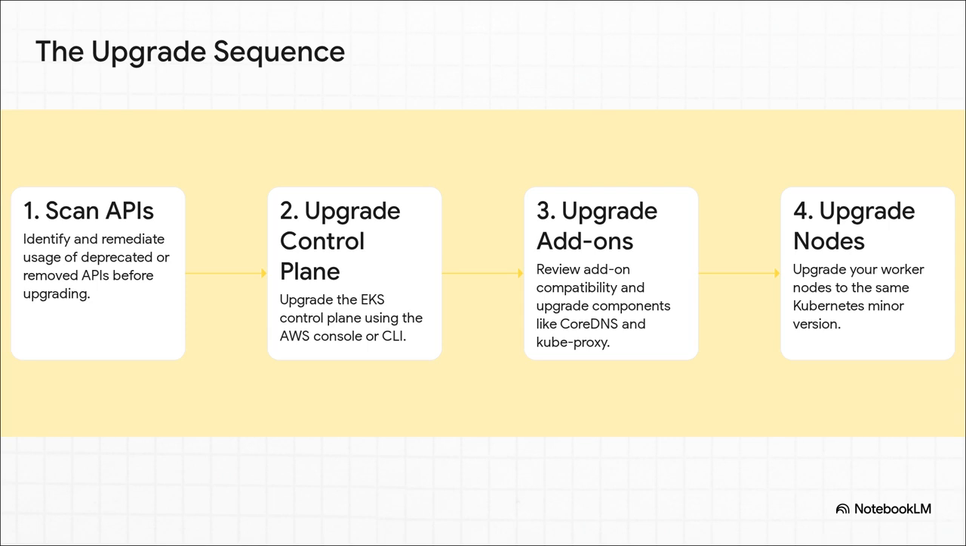You use tools like EKS Cluster Insights to see what's coming. Then, you upgrade the control plane. After that, you update the add-ons. And finally, you gracefully roll out new worker nodes. Following this method, that's the key to doing upgrades with confidence and without any downtime.